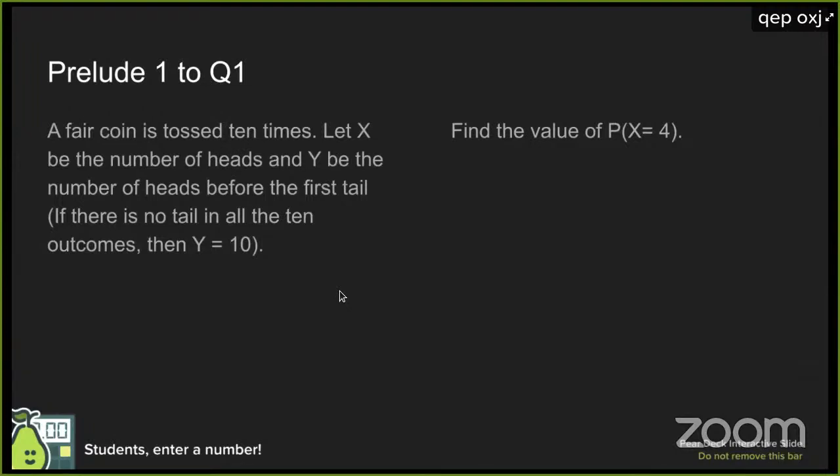Okay, so based on this, find the probability that x equals 4. What does x equals 4 mean? Sir, getting 4 heads. Getting 4 heads in 10 tosses, right? Yes, sir.